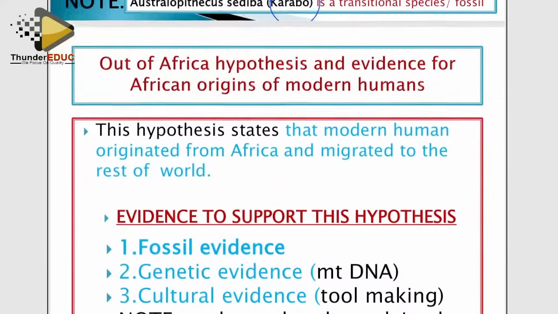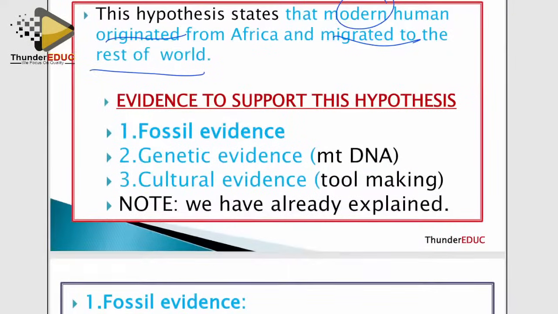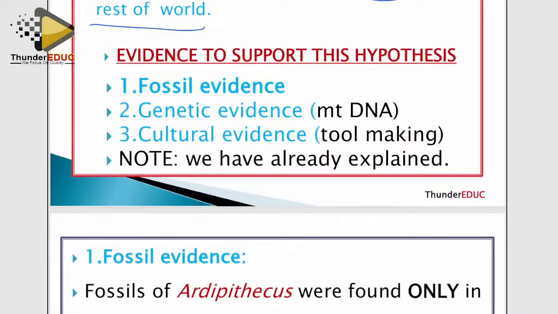So when they bring about the out of Africa hypothesis, you have to say that modern humans originated from Africa and migrated to the rest of the world. This word modern, it must be there because Homo erectus, Homo neanderthals, Homo naledi, all those are humans. But Homo sapiens are the modern humans. That's why you add the word modern: humans originated from Africa and migrated to the rest of the world, during the Homo erectus period.